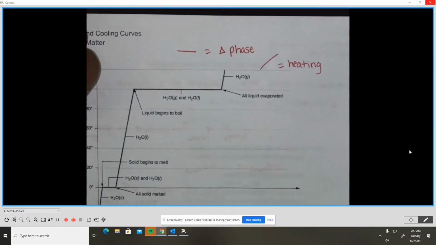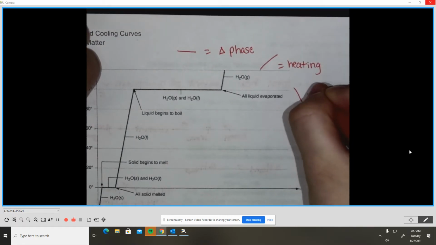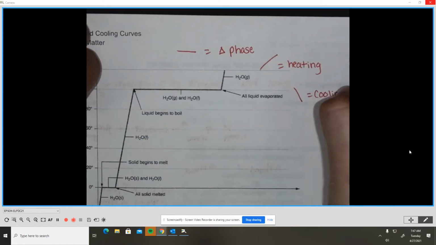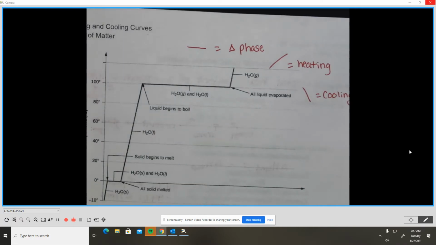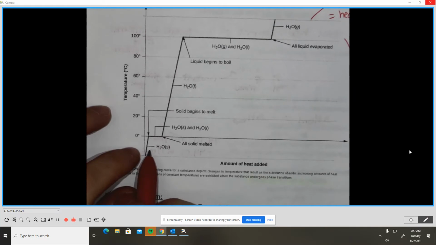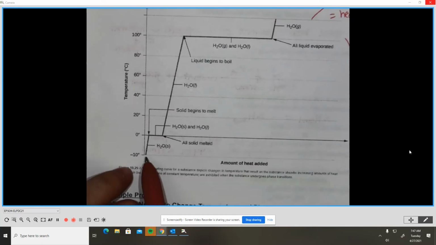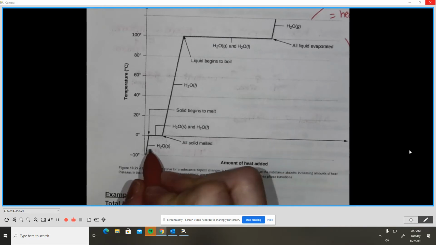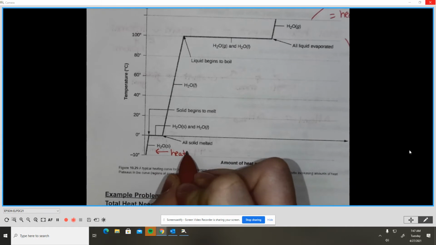Angled up equals heating. Angled down equals cooling, obviously. So looking at this, this is a heating and cooling curve for water. The water starts at negative 10 degrees Celsius, and it is getting heated up until it reaches 0 degrees Celsius. So we have heating.